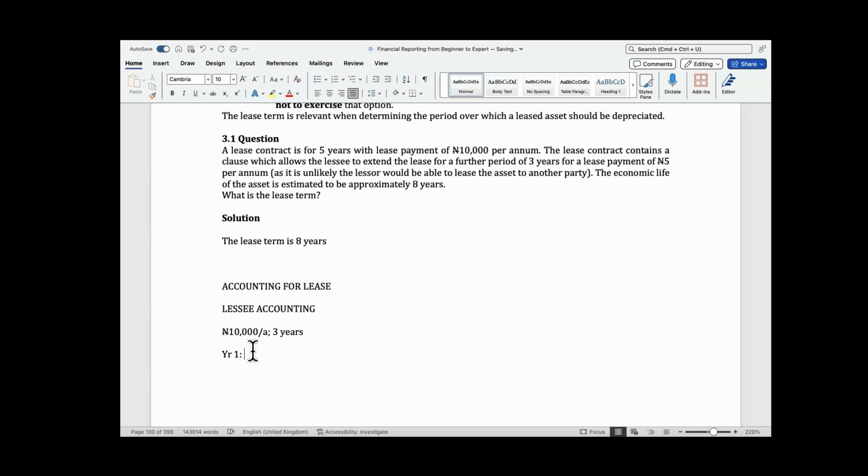So in year one, what will be the entry you will pass in year one for this transaction? Assuming that they will allow you pick up the bus, then you start paying rent at the end of each year. Use this 10,000 you paid at the end of each year. So let's hear from you.